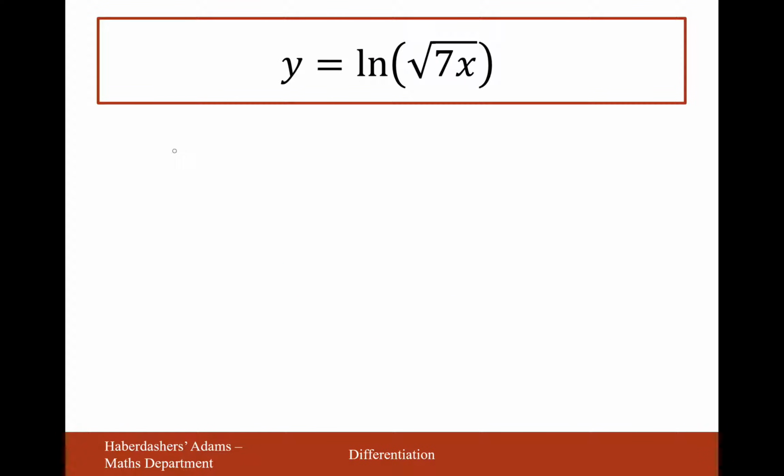Moving on to the next one, this one here again is using the laws of logs. So it's ln bracket 7x, and this is all to the power of a half because that's the square root of 7x. So we can bring powers out, so this is going to be now a half ln 7x. The next thing we'll do is we'll split up the 7 and the x, so this will become a half ln 7 plus a half ln x. Now let's differentiate.